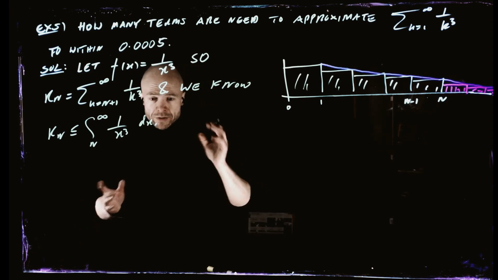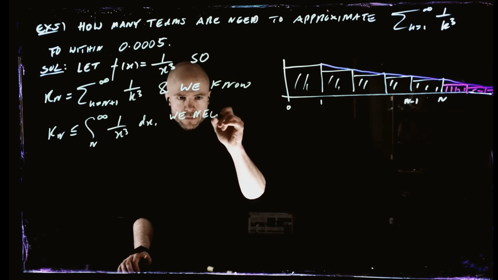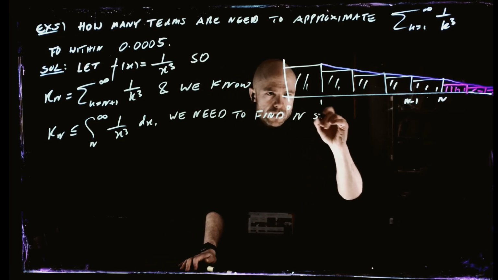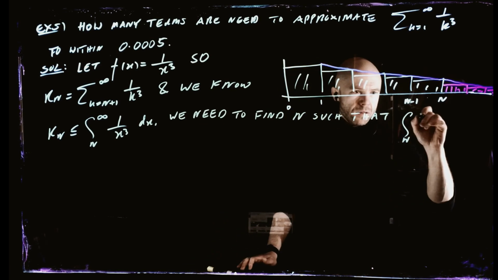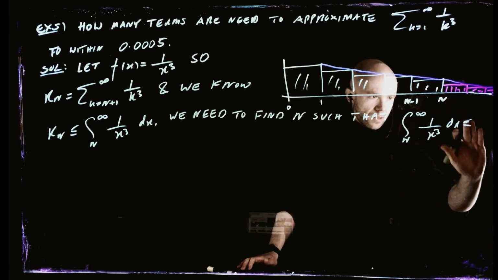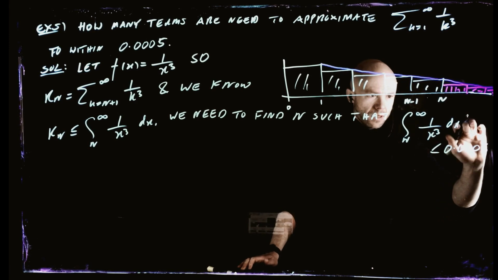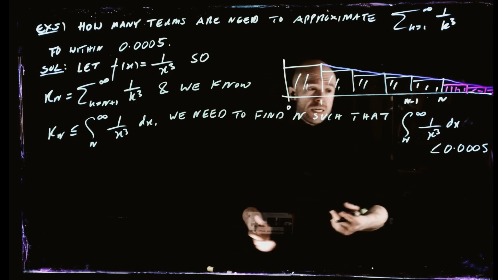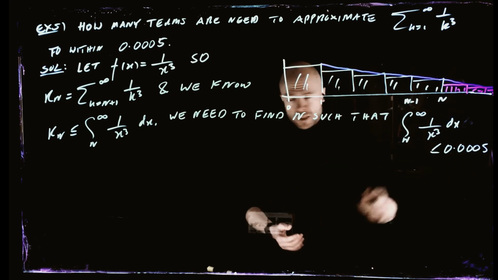So let's write in words and math what we need. So we need to find capital N such that the integral from capital N to infinity of 1 over x to the 3 dx is less than 0.0005. That's what we need. Now that we've expressed our problem in the language of math, this is completely tractable, right? Because this is something we can explicitly calculate.